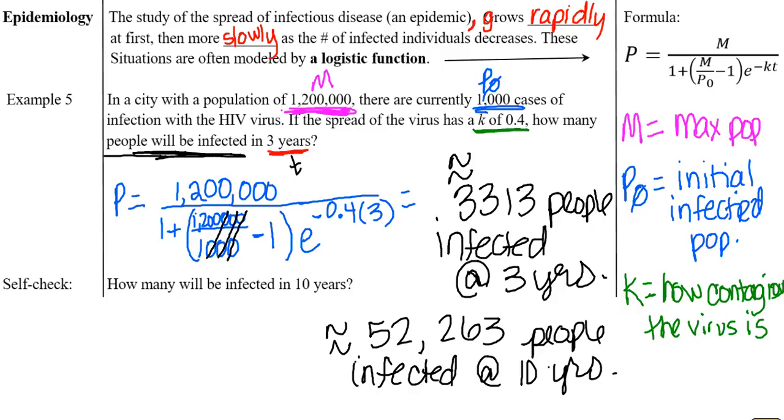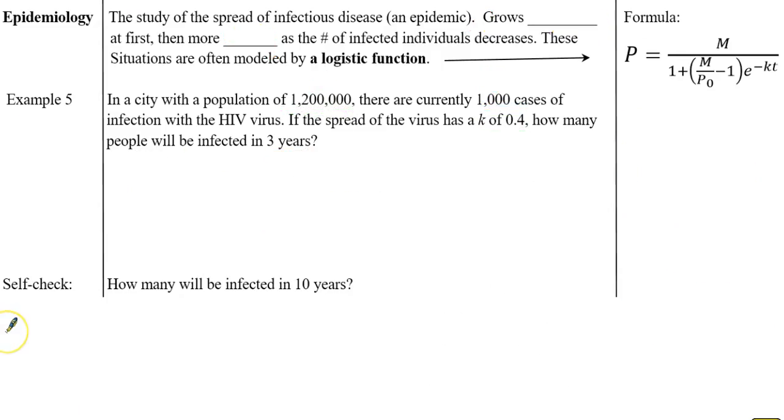So let me erase my page. Boom. All right. So epidemiology is the study of the spread of infectious disease or an epidemic; it grows rapidly at first because we don't know what's happening, and then more slowly because we get on top of it and we start doing things to prevent the spread. These situations are often modeled by what you call a logistic function.